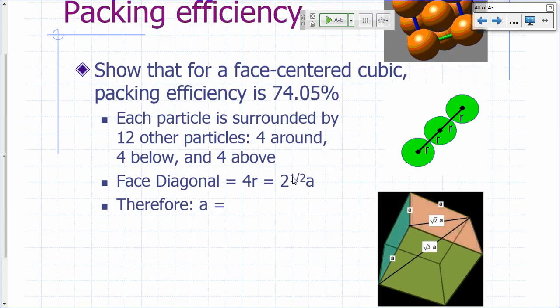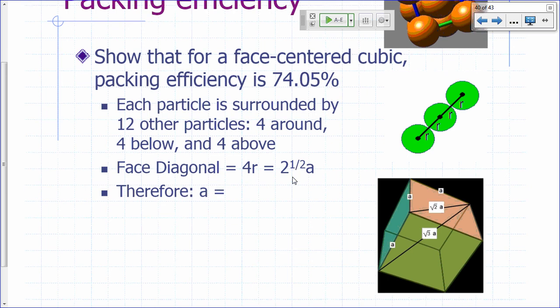Alright, what if you have a face-centered cubic? What you need to do now is you can say there's 1, 2, 3 atoms across the face, right? 3 atoms touching each other across the diagonal of a face. So this is 4R, so you have R for the first atom, R for the second atom, R for the third atom, R for the fourth atom. So that 4R must be equal to square root of 2 times A.